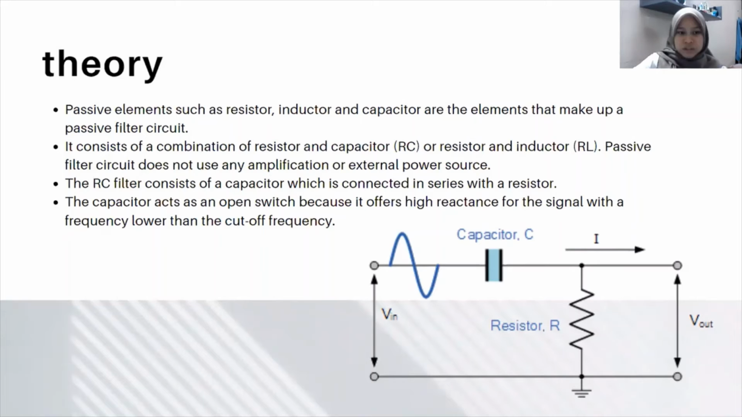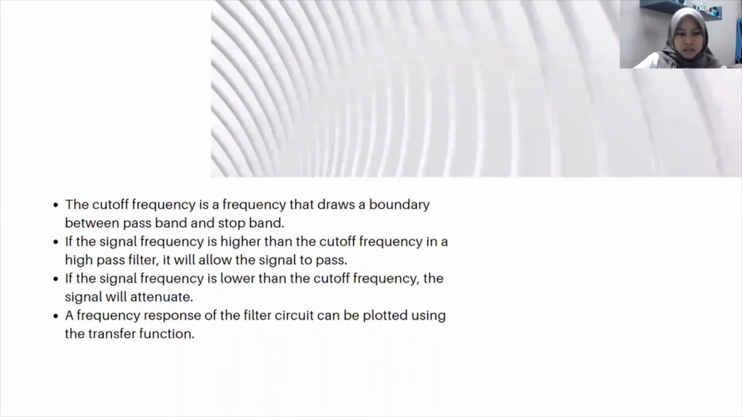The RC filter consists of a capacitor which is connected in series with a resistor. The capacitor acts as an open switch because it offers high reactance for the signal with a frequency lower than the cut-off frequency. So this here is the RC circuit. The cut-off frequency is a frequency that draws a boundary between pass band and stop band. If the signal frequency is higher than the cut-off frequency in a high-pass filter, it will allow the signal to pass. But if it's lower than the cut-off frequency, the signal will attenuate.